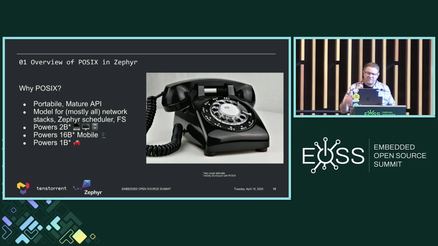It's been incredibly useful for all network operations. It served as inspiration for a lot of our scheduler API and a lot of our file system API. And of course, this is very approximate, but approximately 2 billion POSIX devices in use as laptops, that's the little icon, desktops, and I have a filing cabinet there as a file server. So there are many POSIX systems out there.